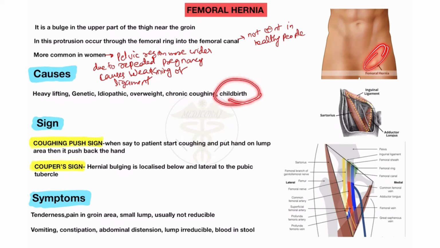And also childbirth, because I already said that with multiple, repeated pregnancies, it widens the pelvic region and weakens the ligament. So childbirth and repeated pregnancy also cause the femoral hernia. So these are the causes of the femoral hernia. Please also learn childbirth, it is very important, because of repeated pregnancy.